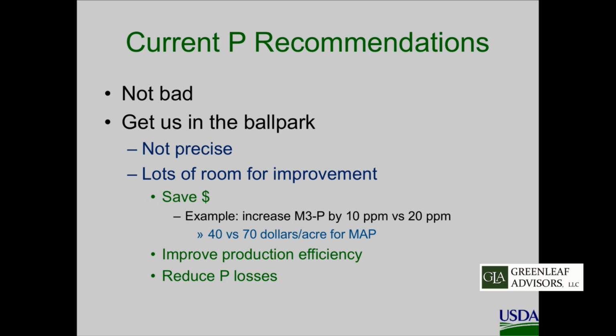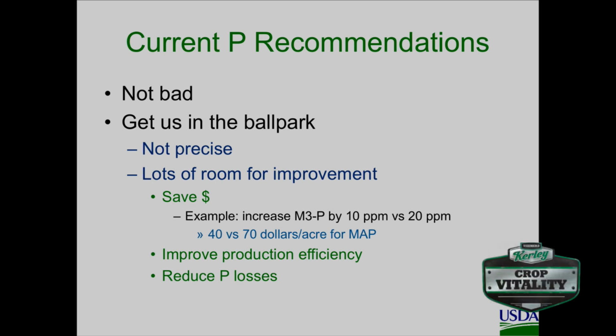This improvement would definitely save money. If you only had to increase your soil test P level by 10 milligrams per kilogram instead of 20, and if you're using MAP as your phosphorus source, we're talking savings of around $30 per acre. It's no small amount. More precise recommendations would additionally improve production efficiency and potentially reduce phosphorus losses. So here's where I'm starting right now. I'm going to determine those critical concentrations in solution for the plant. So this is the approach we're taking.